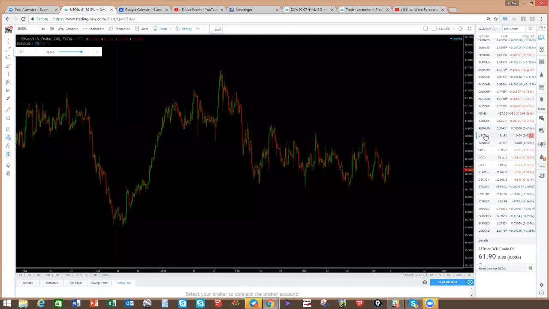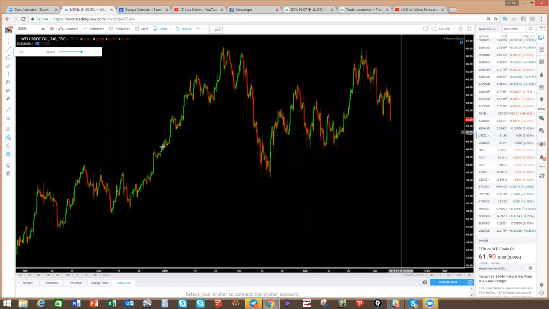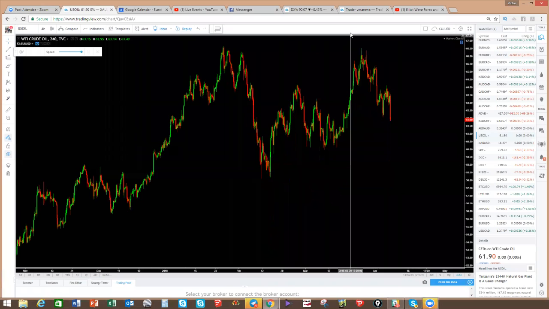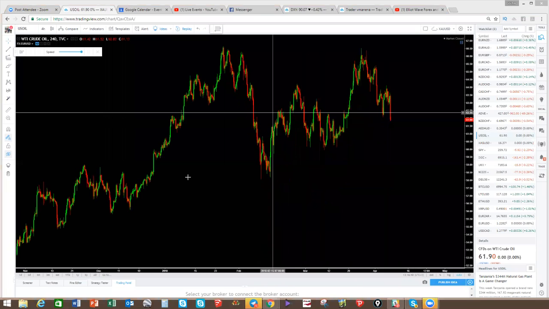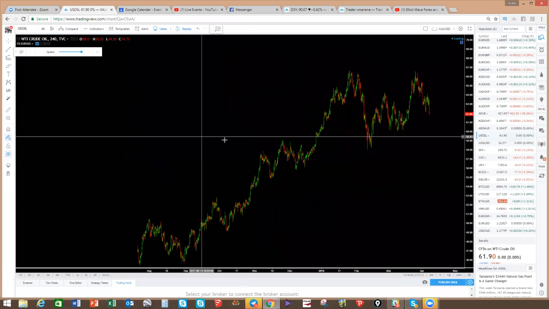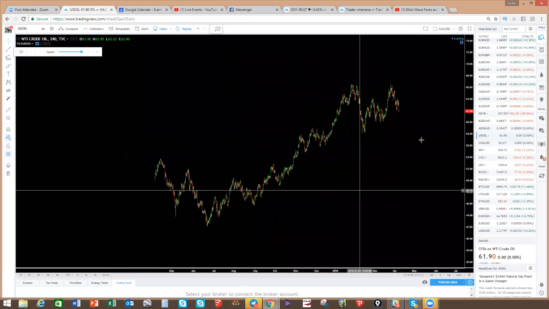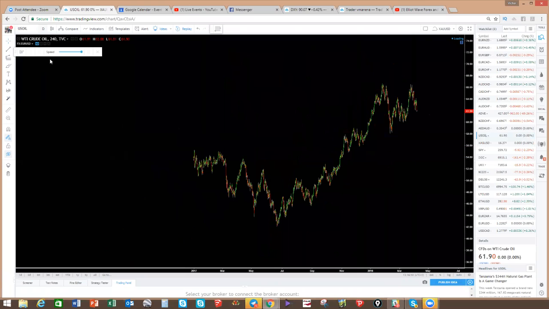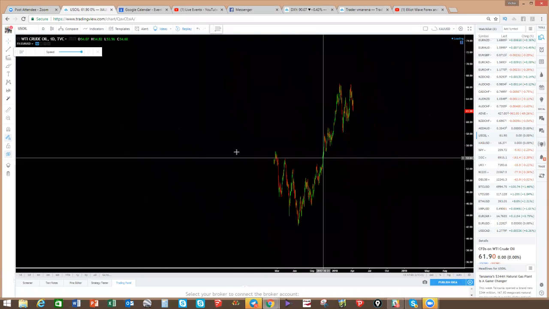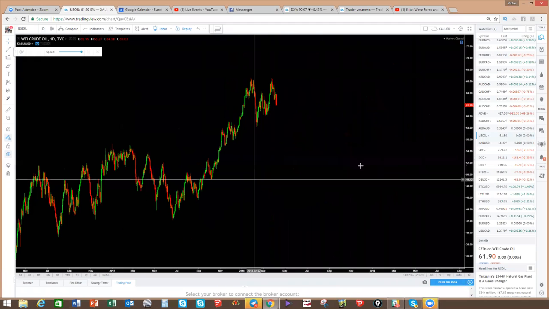looking at oil. Oil never got oil wrong for the last 8 months. It's so obvious. This pair is so obvious. Let's go higher time frame. Daily. Look how obvious oil is.